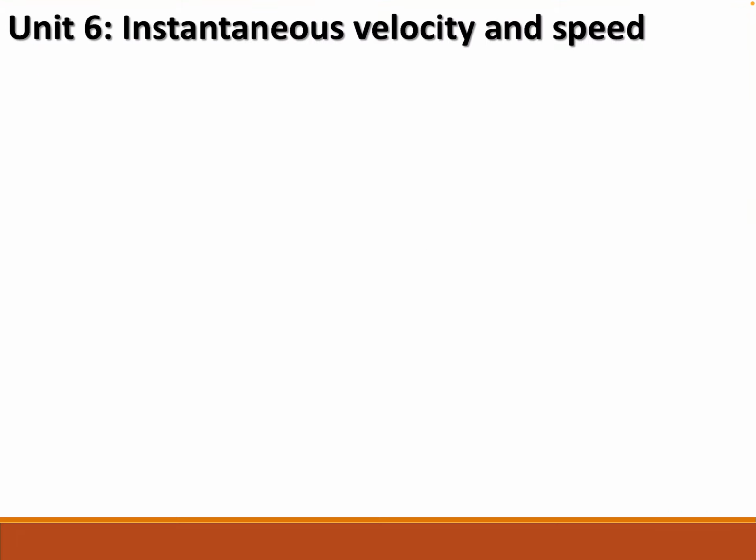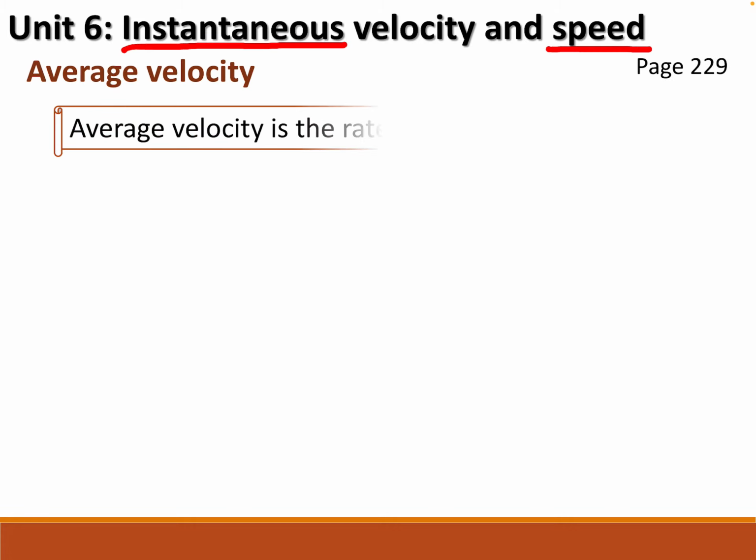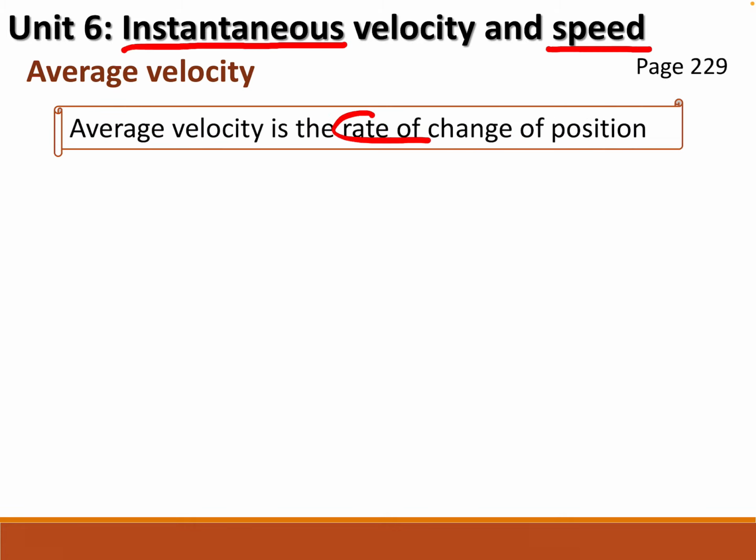Unit 6, instantaneous velocity and speed. We've looked at average. Okay, so now I'm going to remind you. Average velocity is the rate of change of position. And average means that we take the whole distance divided by the whole time. So we're using big values of time, okay?